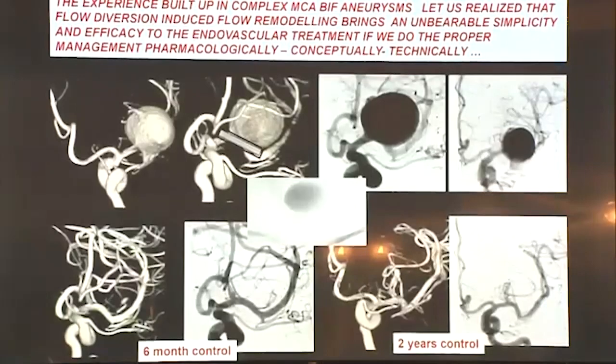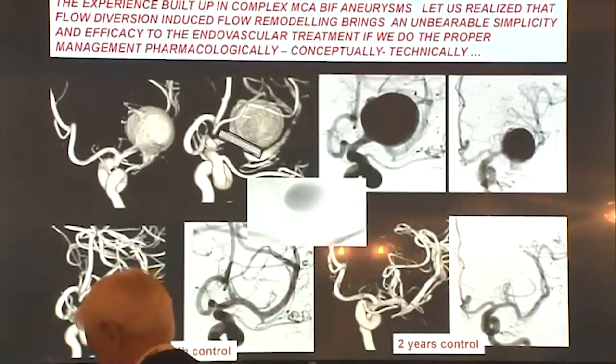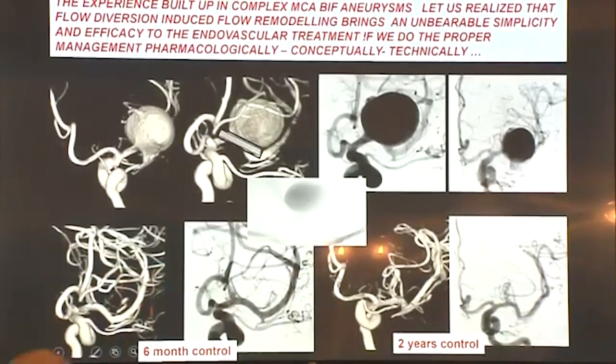So as the experience built up in complex MCA bifurcation aneurysms, we realized that the flow diversion induced flow remodeling, and it brings simplicity and efficacy to the endovascular treatment if we do the proper management pharmacologically, conceptually, and technically, so that it would be very straightforward to treat such a big MCA aneurysm with a simple flow diverter placement.